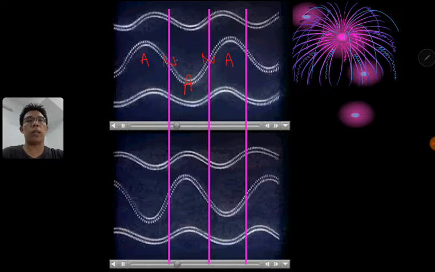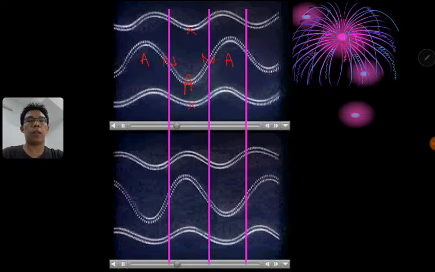So, node and antinode. At the antinode, you can see that if this is a trough here, it is because both waves have a trough, so they add up. According to the principle of superposition, it will give you the addition of their displacements, and give you the largest amplitude there.